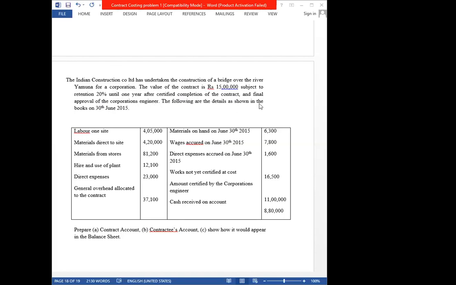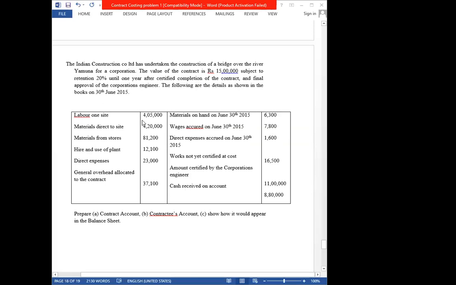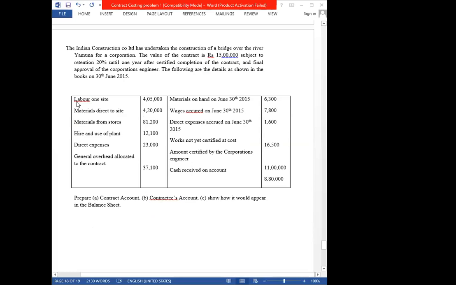So the following details are shown in the books on 30th June 2015. So some information is given. Labor on site. So you know very well this will come in the debit side of the contract account. Then material direct to site. This is material sent to site. This also will come in the debit side of the contract account. Then material from stores. This is also material which are used for this contract and received from the stores. This will also come in the debit side of the contract.